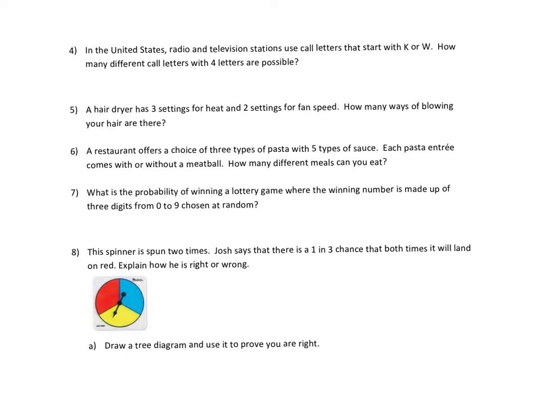All right, so now I'm going to show you a technique of finding the total number of outcomes using what's called the fundamental counting principle. So we'll use number 4 to explain this. In the United States, radio and television stations all use call letters starting with either a K or a W, and they always have 4 different letters. So when someone is deciding on their station, they have 4 different decisions.